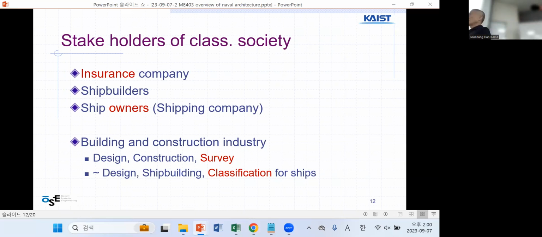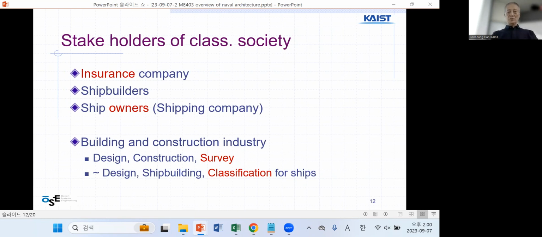For the big building, the owner and operator are different. The owner of the building is another company or maybe an international company, a bank. But the operating company is usually different. They only operate the building, renting and getting money. The ship is also similar. The building construction industry is land-based.